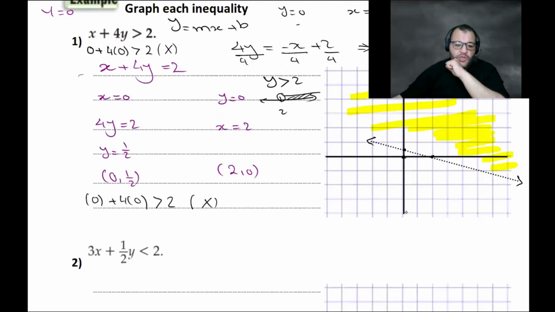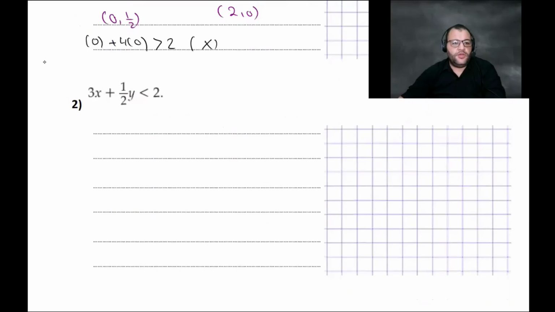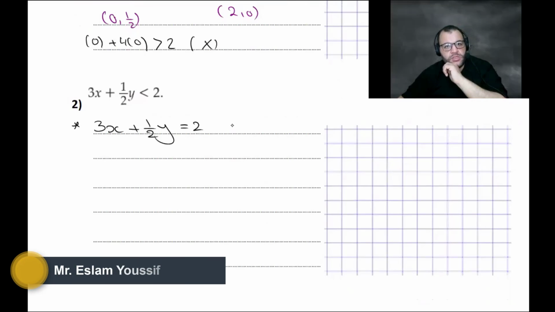Okay. So how can we solve number 2? First, change the inequality to an equation. So it will be 3x plus 1 over 2 y is smaller than or equal to 2. This equation is written in the form ax plus by equals 2.